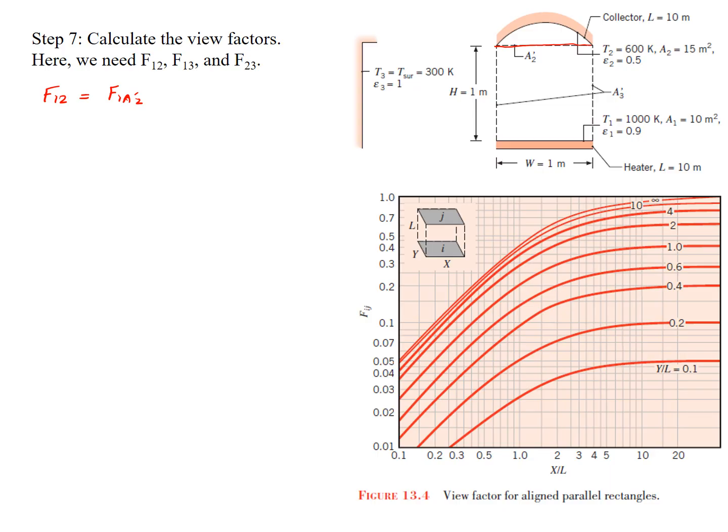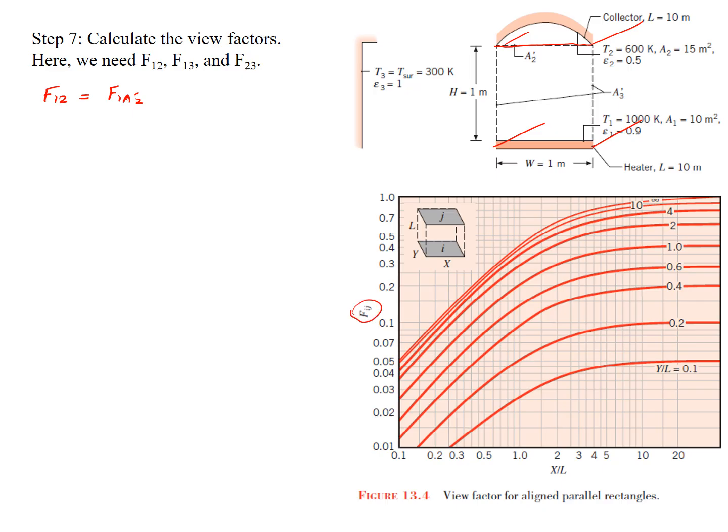And now, based on A'2, because this is actually a rectangular surface, another rectangular surface, I can use the figure in the book which shows two rectangular plates with a distance L from one another, and I'll be able to use this figure to get the view factor between these two.